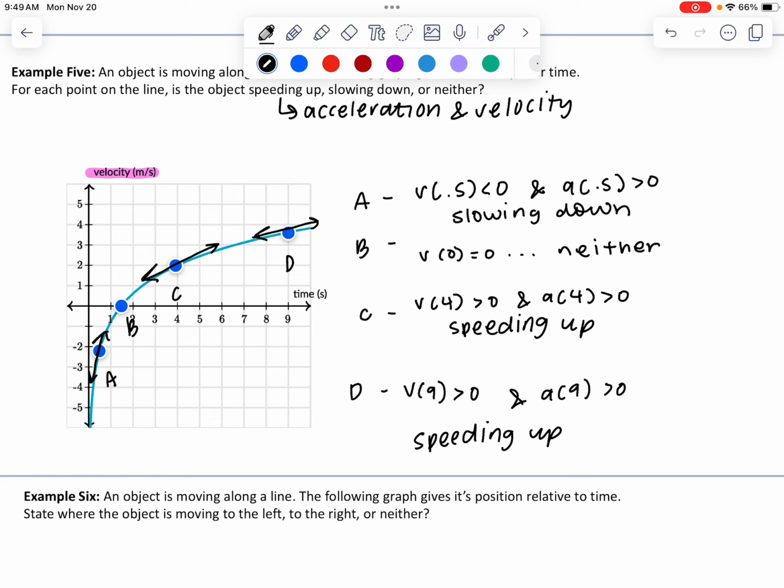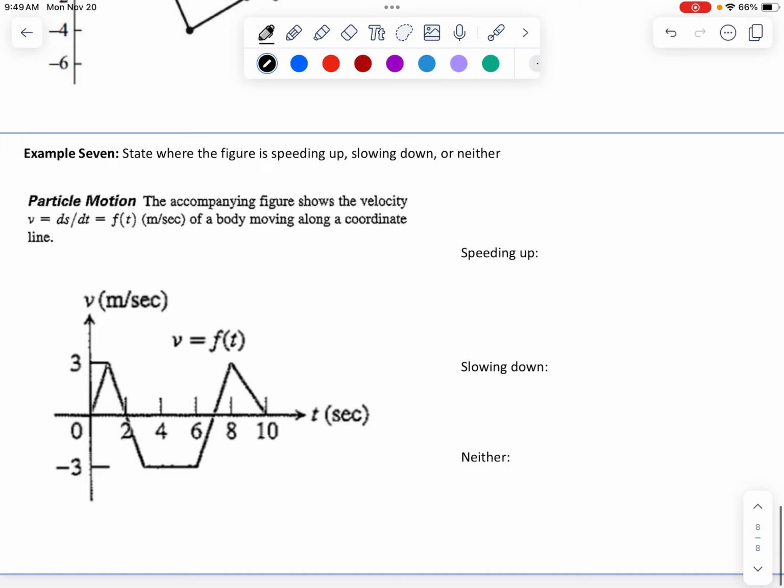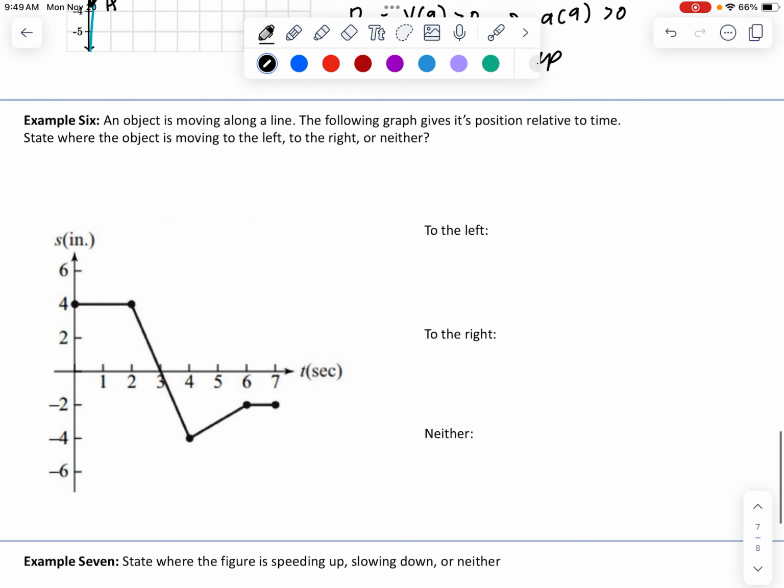So that's kind of how you would do it if it's just asking you about a specific point. This next section, these next two problems, is asking about intervals. And so these are going to be a little bit more confusing. But for this one, just keep in mind, this says an object is moving along a line. The following graph is its position. So this is position.